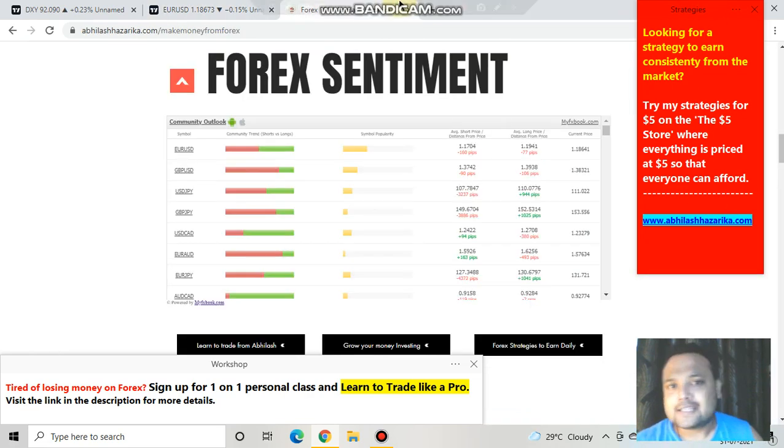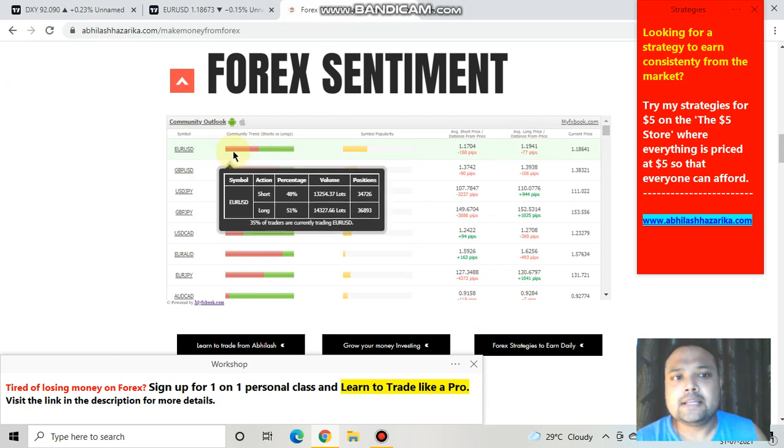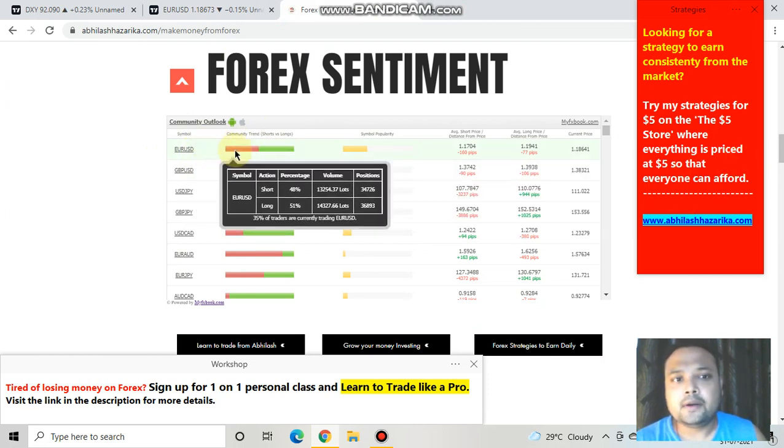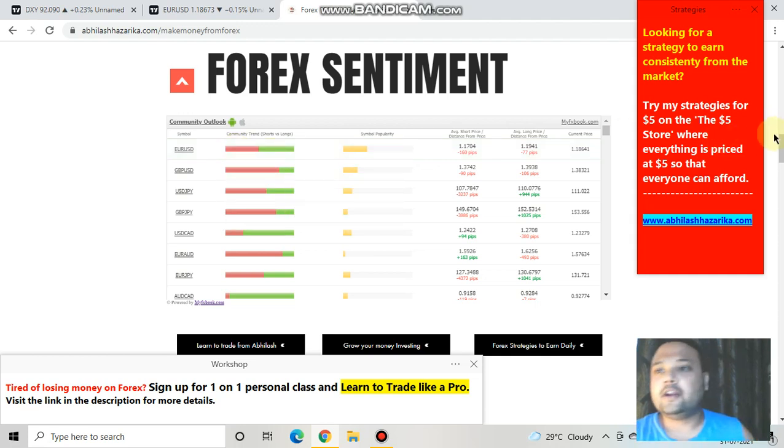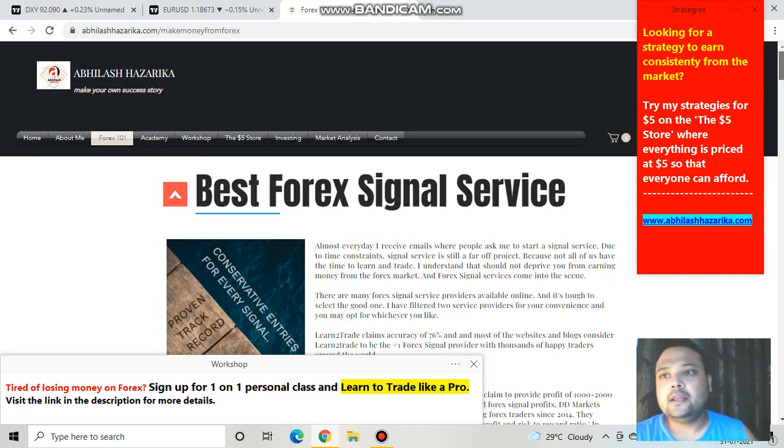And if you look at the Forex sentiment meter here, you can see that 48% of retail traders have taken a short position and 51% have taken a long position. Even retail traders are very much confused. They are not sure whether the market will go up or down. They are in a dilemma regarding the trend, because though the market is going up, the uptrend is still not convincing enough. You'll find a Forex sentiment meter on my website avilashhajarika.com under the Forex 101 section.